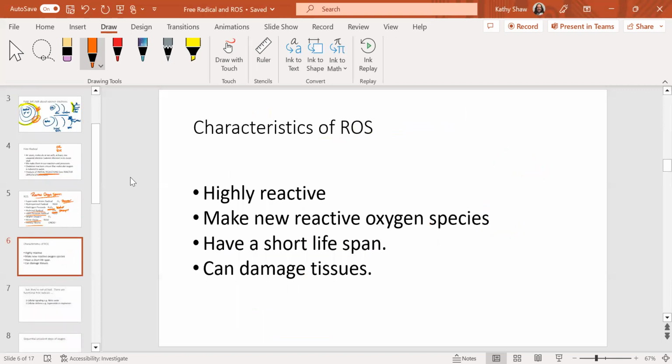Okay, so we have some characteristics of these reactive oxygen species. They're highly reactive. No kidding there, that's kind of implied. They make new reactive oxygen species, and that's really where one of the damaging effects comes from. One makes another, and they can get into these chained reactions. They have a short lifespan, a characteristic but not too meaningful. They can damage our tissues. That's the whole problem with them, and really why we're talking about them.